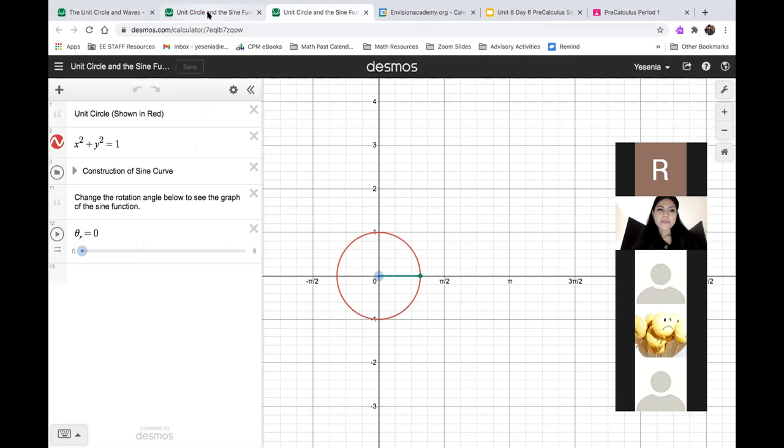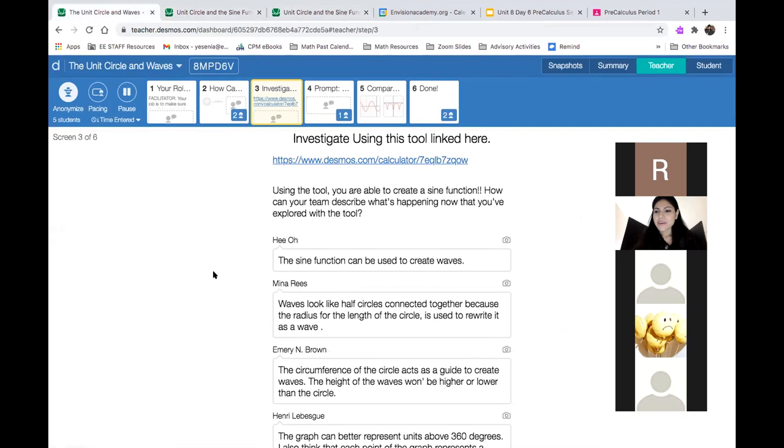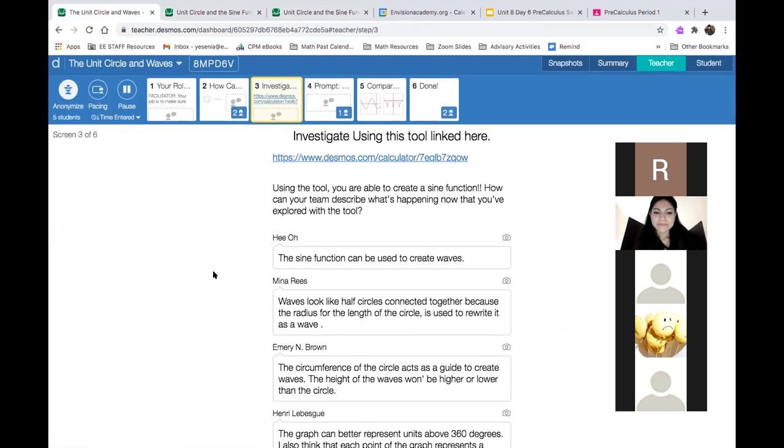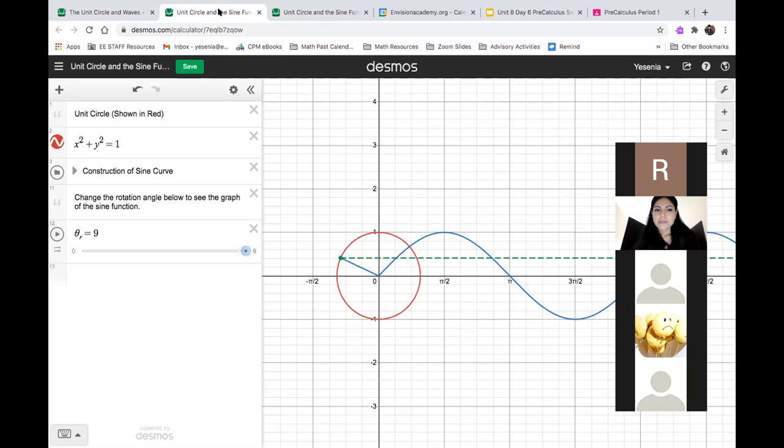After that, you were then asked to go ahead and think about any new things you got from looking at that visual example. So we have, again, that half circle idea coming up. We have additionally that the circumference of the circle is acting as a guide to create the waves. Ooh, and this one says the height of the waves won't be higher or lower than the circle. So higher and lower than the circle.